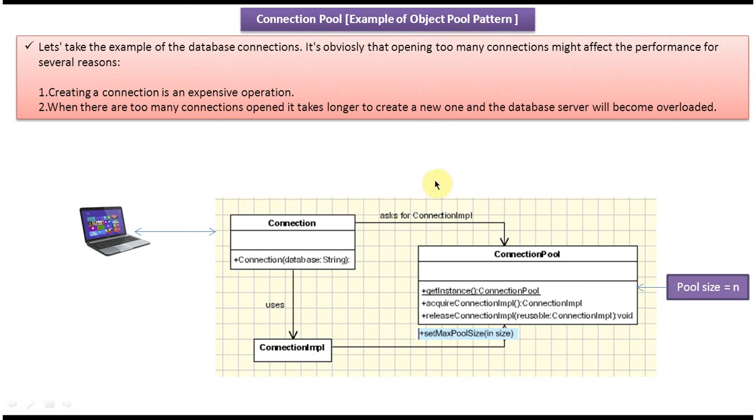Why do we need this connection pool? Let's take the example of a connection object. Creating a connection object is always a costly operation. If too many connections are already open in the database and then a request comes to create a new connection object, it will take more time, plus the database server will be overloaded, and it affects the performance of the application.